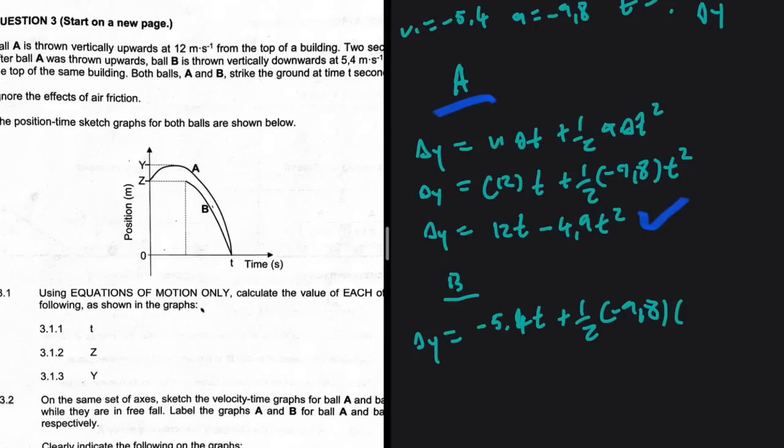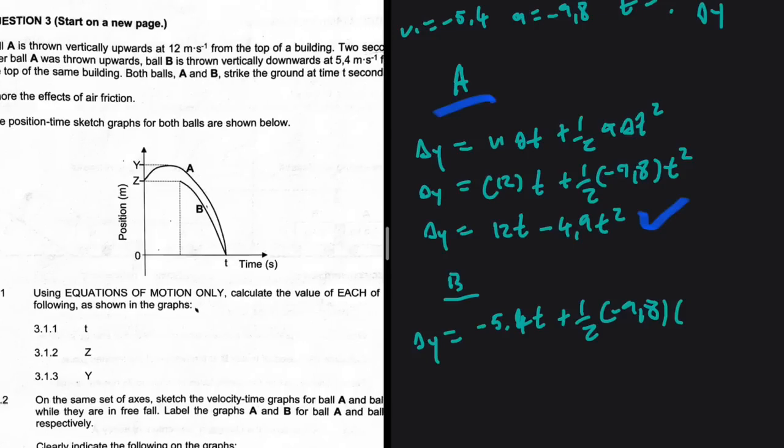But anyway, ball B was thrown 2 seconds after ball A was thrown. So actually, the time t for ball B should not be t. If you made that mistake, you don't get the answer, right? The time for ball B is actually t minus 2 because it was thrown 2 seconds later and then it strikes the ground at the same time as ball A. So don't make that mistake. I'm sure somebody did make that mistake.